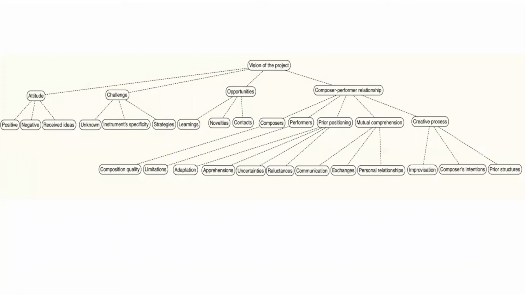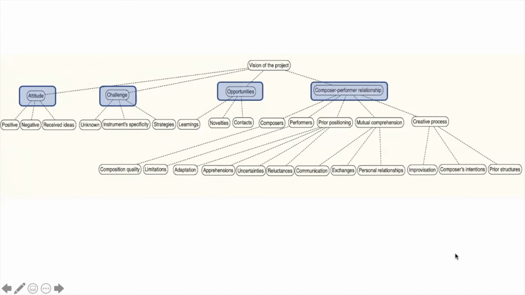So now jumping to the vision of the project. Here's the coding tree that emerged from the data. We can see that we deal mainly with the attitude toward the project, the challenges, the opportunities, and the relationship between the composers and performers.